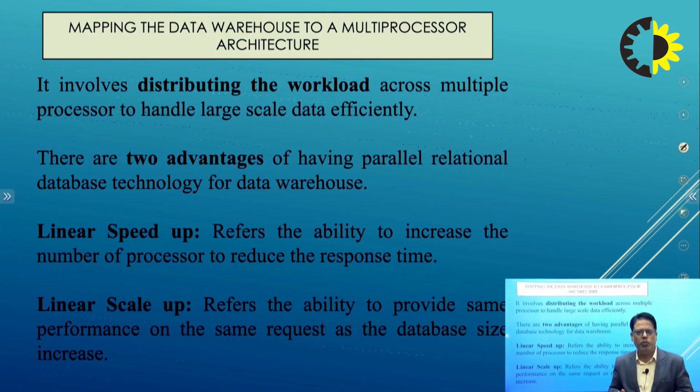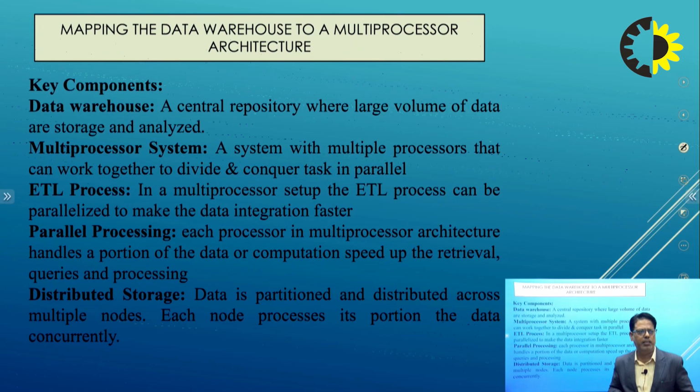So we need to use the multiprocessor architectures according to the requirements. Now these are some key components basically used in multiprocessing architectures. First one is the data warehouse. It is a central repository where a large volume of data is stored and analyzed.